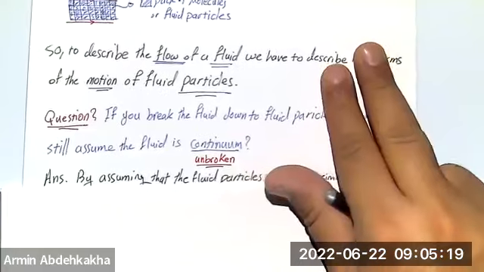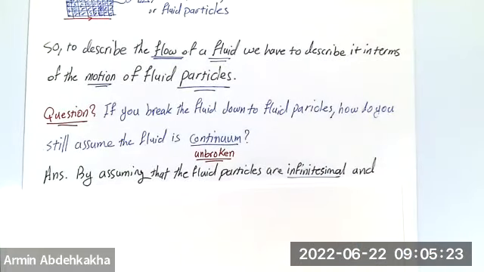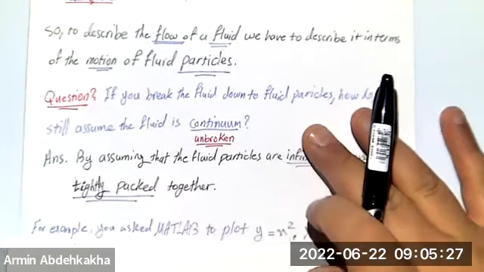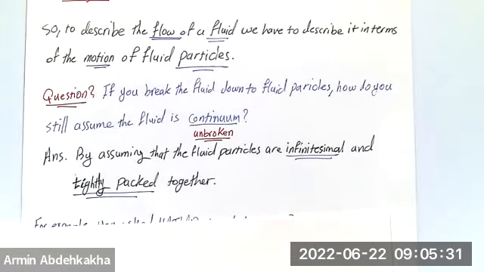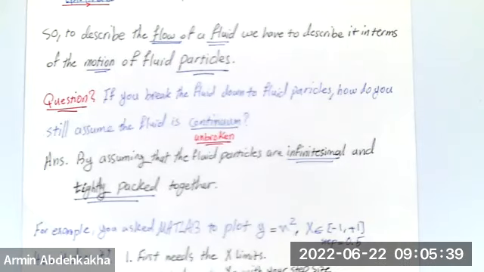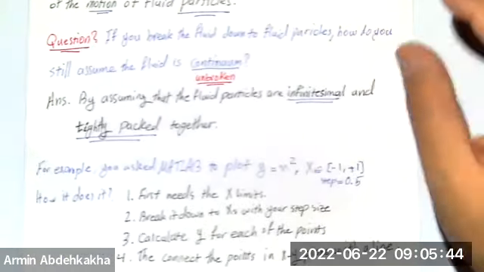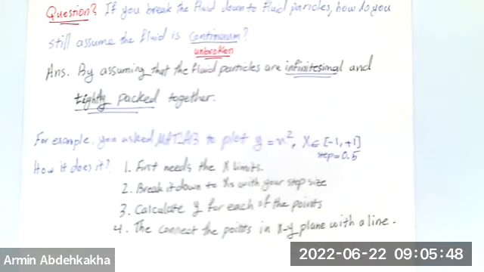So here is the question again. If you break it down, how do you still assume the fluid is continuous or unbroken? This is the answer: by assuming that the fluid particles are very small and tightly packed together. That's still not a very good understanding. It's not giving you a clear understanding, so I will give you an example.